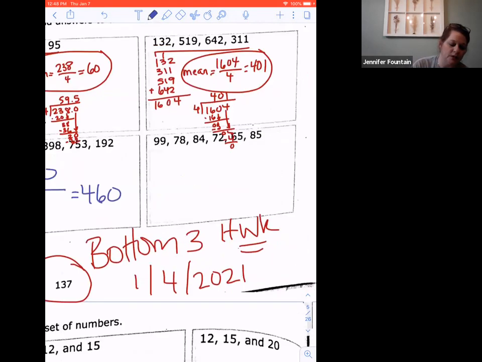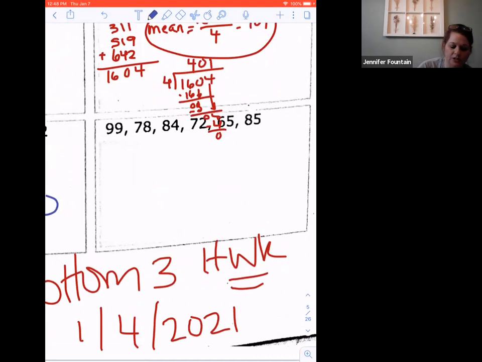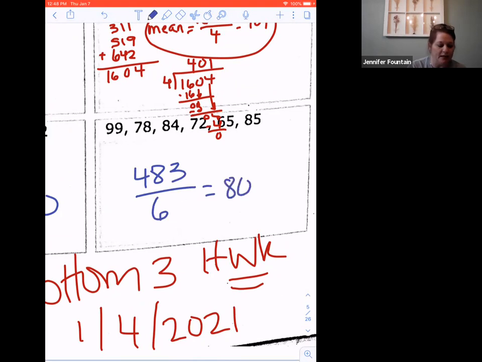Okay, and then the last one: 99, 78, 84, 72, 65, and 85. My sum is 483. I added together 6 numbers, so I'm dividing by 6, and that is 80.5. That would round to 81 for a whole number. Remember, my neighbor number is a 5, so that tells me I'm going to round the 0 up to 1. Any questions on that one? Awesome. We'll move on to page 139.